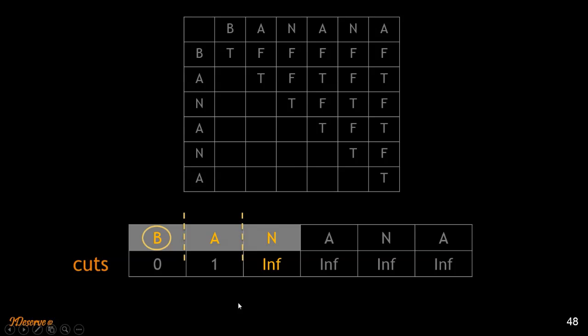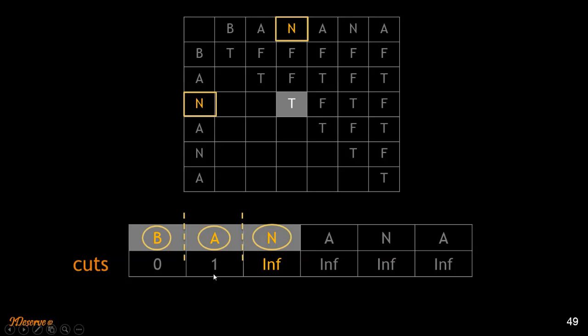Okay. Now we have two substrings again, A and N. We already know the number of cuts for the whole substring BA, which is 1 here. We don't know the number of cuts required for N. Since N is a palindrome from the table, we don't require any cuts for it. But we have already done a cut to obtain N, right?